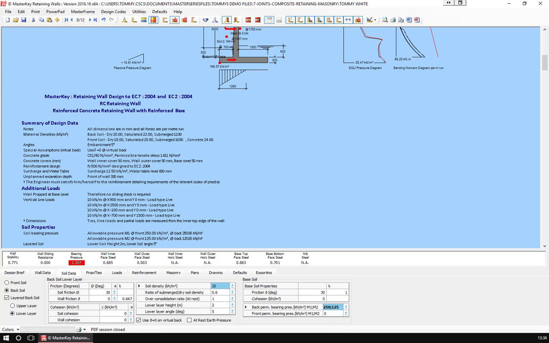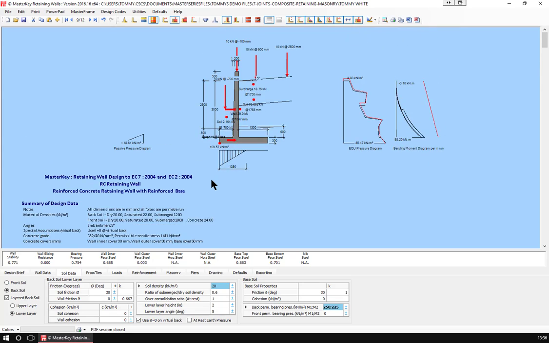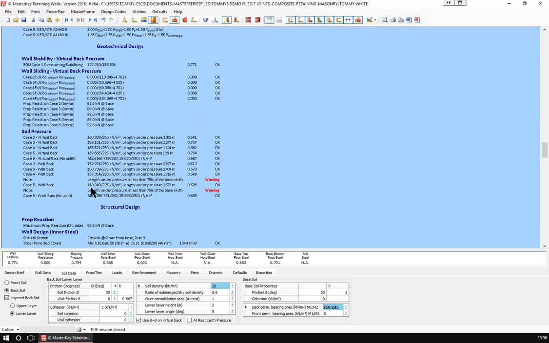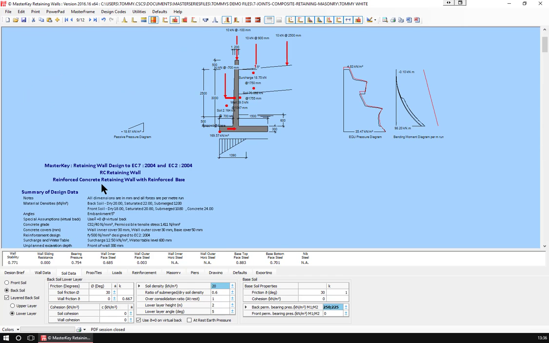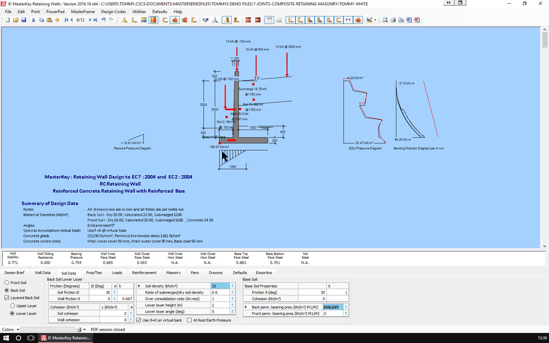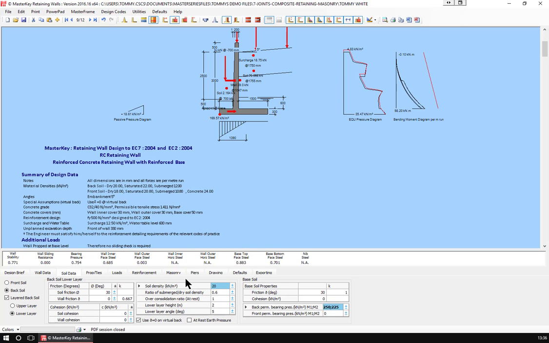So if I went up to 200, if I was bearing onto rock, or very, very stiff clays, with a 250 bearing pressure, 225, we don't have a problem with this base in that respect. We do have a little problem with the length of the base being too little, and we're just getting, in certain loading cases, too little of the wall under positive pressure. So we do have that.